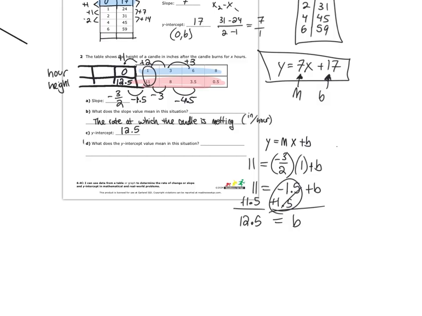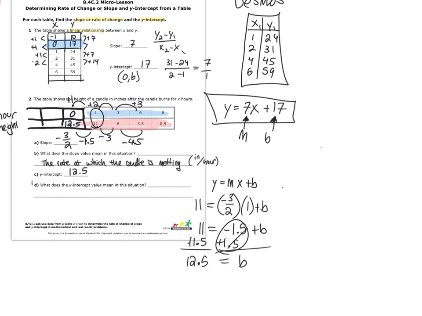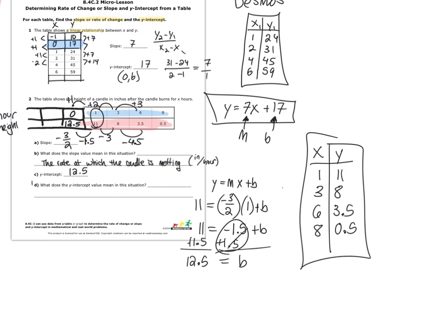I want you to know that both are good ways to do it. You can think backwards from your table. You can solve for your y-intercept by solving an equation and substituting x, y, and the slope. Or you can use Desmos, and that's what I want you to do right now. So in Desmos, I want you to enter this table. We have 1 and 11. We have 3 and 8. We have 6 and 3.5. And then we have 8 and 0.5. I want you to enter this table, and then I want you to click this button.